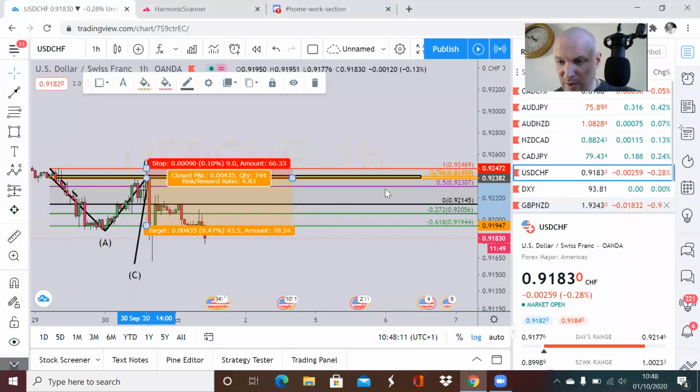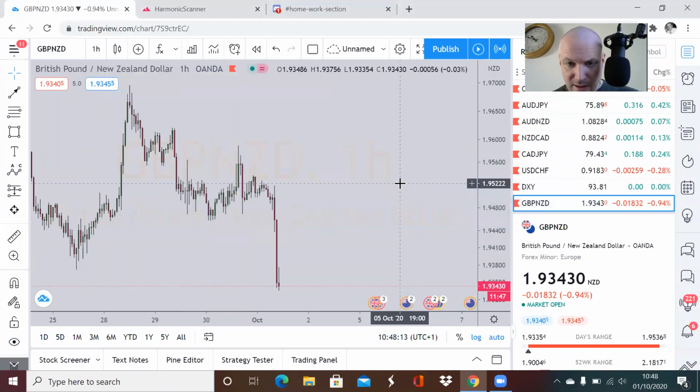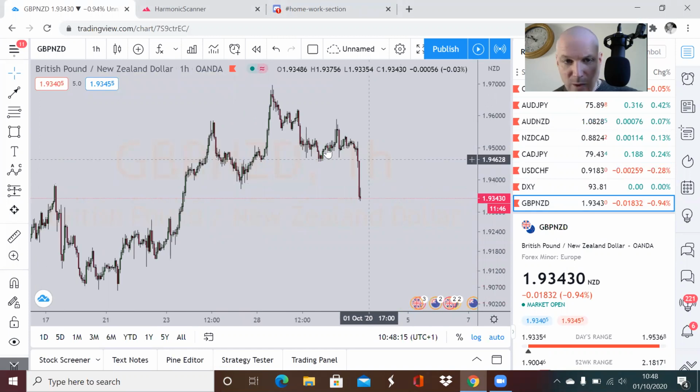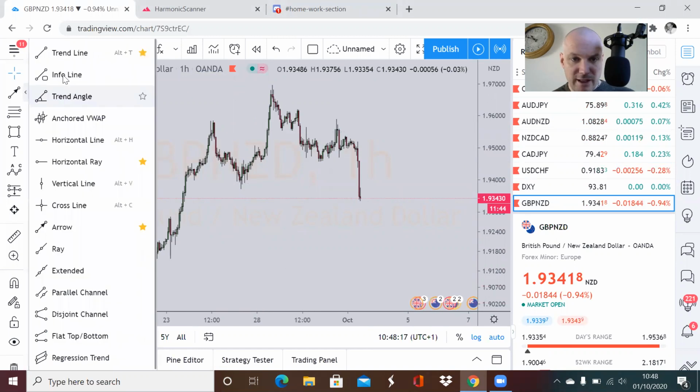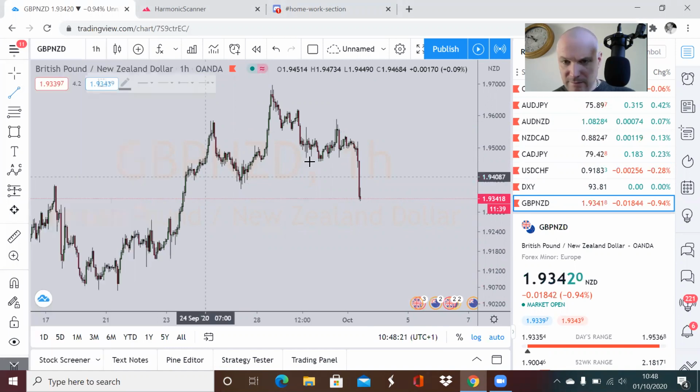And one last thing. Just take a look. Great British Pound, NZD. We've got anything on here? Not quite. Other than trend line.